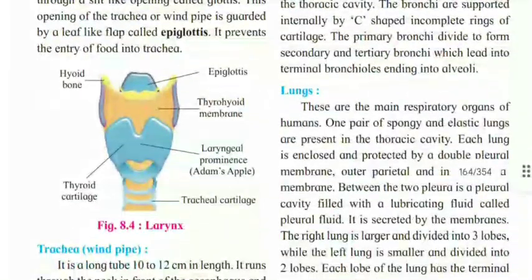So this is the diagram of larynx. You can see the epiglottis that prevents the entry of food into the trachea. Then we have hyoid bone, thyrohyoid membrane, laryngeal prominence, Adam's apple. Men have Adam's apple. Then we have thyroid cartilage, tracheal cartilage.